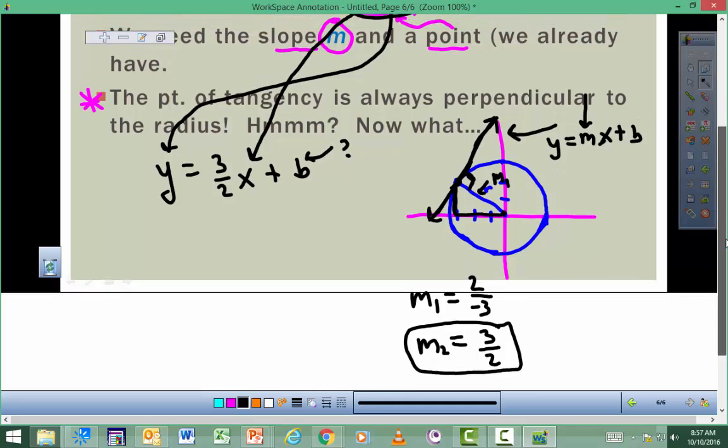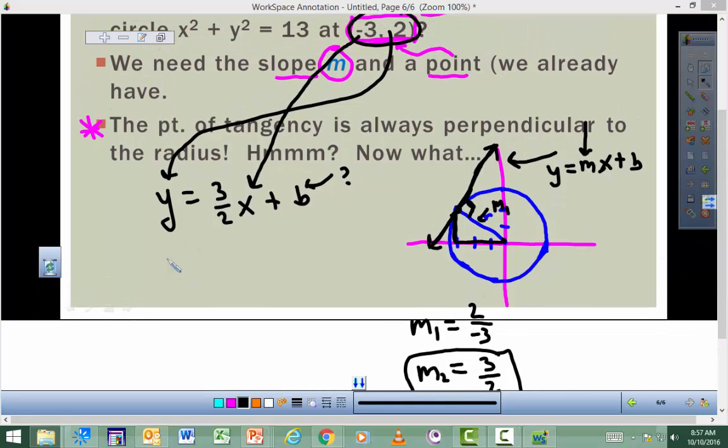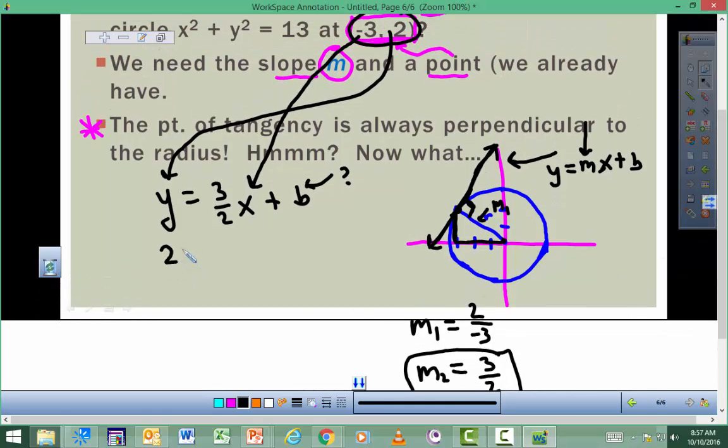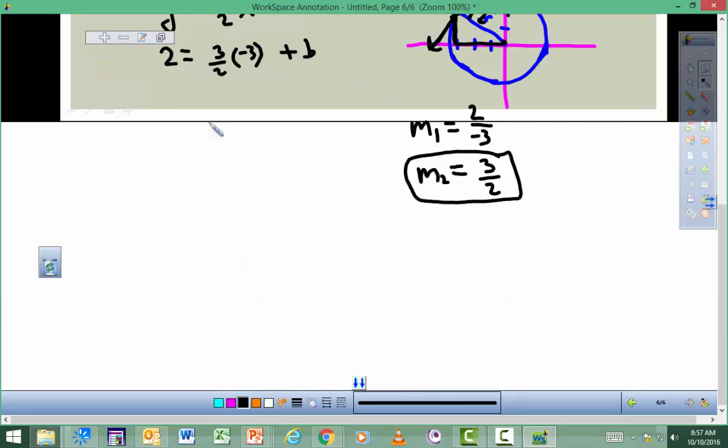Alright, so what is my x coordinate? Well, I got to plug in 2 goes in right here. And then I have 3/2 times whatever x is. x is -3. And then I'm going to solve for b here. Well, -3 times 3/2 is -9/2, so this is -9/2 is equal to 2 plus b.